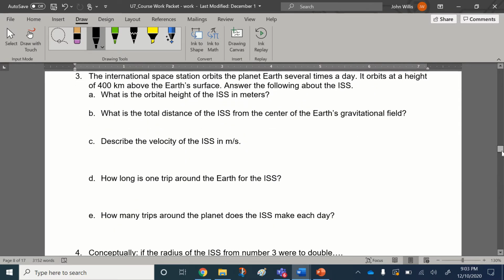So, number 3, if we have our International Space Station, this is where we get to the problems. Our International Space Station orbiting 400 kilometers above the Earth's surface. I'm going to draw the surface of the Earth right there. It's a beautiful Earth surface. I spent a lot of time working on it.